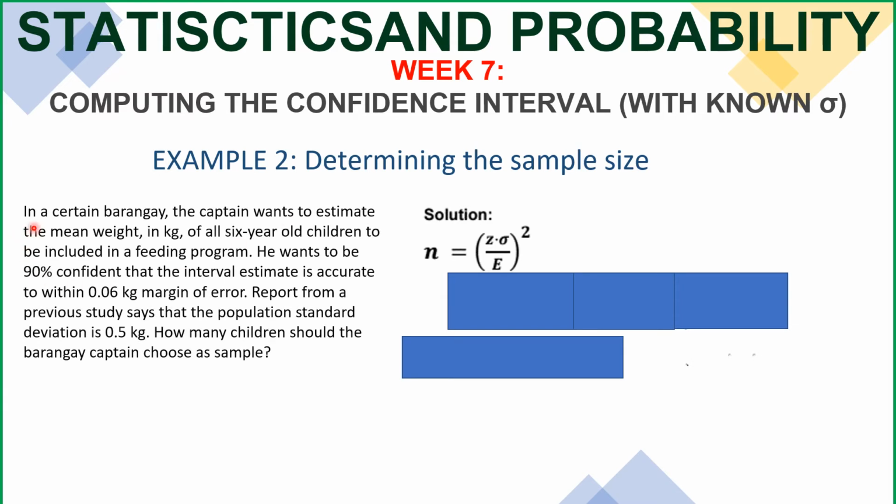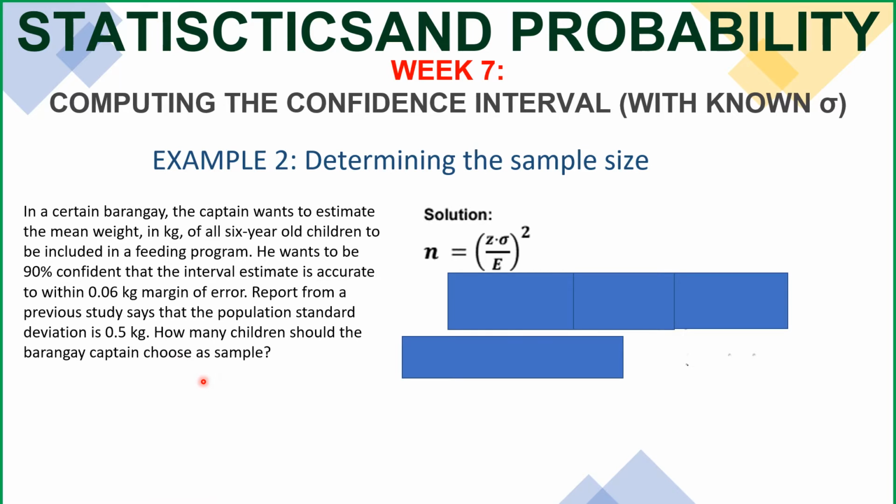So, let's read the problem. In a certain barangay, the captain wants to estimate the mean weight in kilogram of all 6 years old children to be included in a feeding program. So, he wants to be 90% confident that the interval estimate is accurate to within 0.06 kilogram margin of error. Report from a previous study says that the population standard deviation is 0.5 kilogram. How many children should the barangay captain choose as sample?